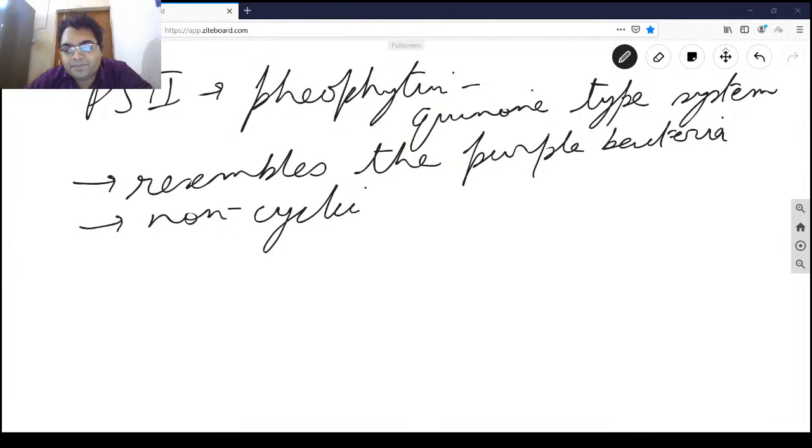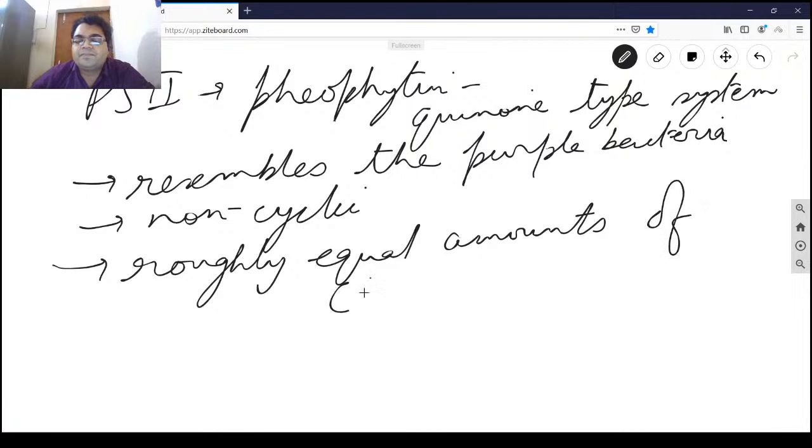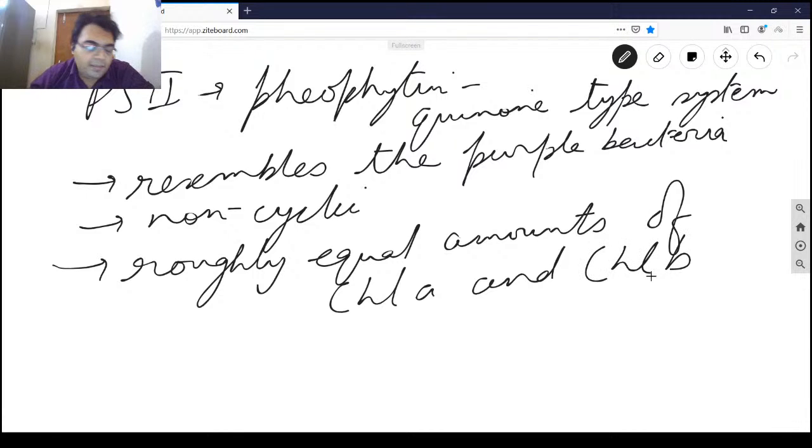Next, photosystem 2 contains roughly equal amounts of chlorophyll A and chlorophyll B. Very, very important.